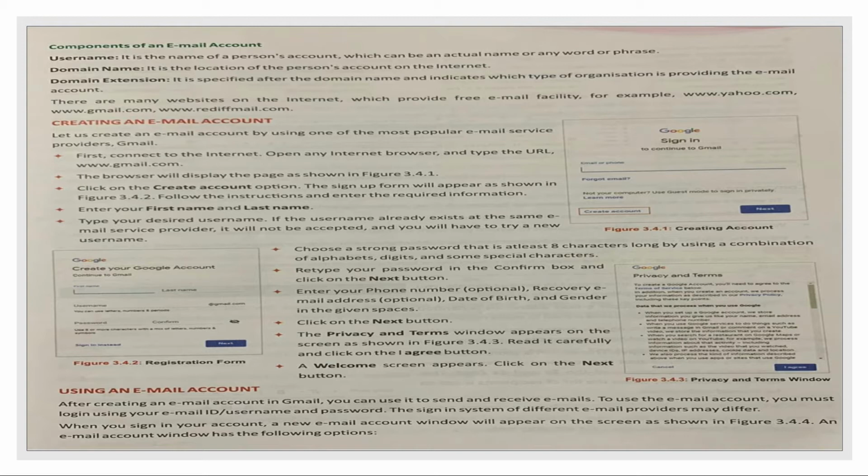All right, retype the password in the confirm box as asked by the service provider. Okay, and then click on the next button. Enter your phone number. Recovery email address is very important but optional. It's not mandatory. Enter date of birth and gender in the spaces concerned. All right, then click on the next button.